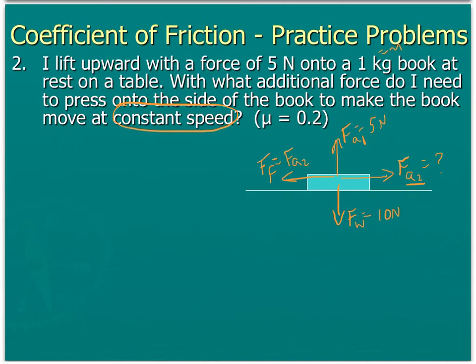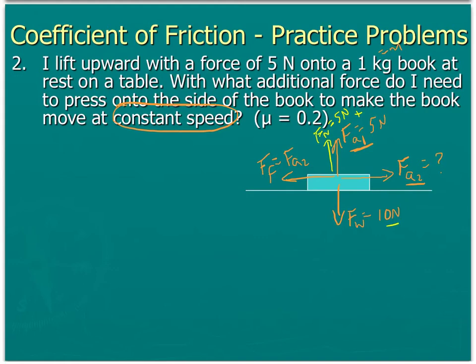So FA2. The other thing that I know, because it's at rest on the table, is that my normal force has to be equal and opposite to my FW. So if my FW is 10, but I've got one applied force here pulling up of 5 newtons, that means that my normal force has to be acting upwards as well, also with a force of 5 newtons, because these have to cancel out. So 5 plus 5 is 10 in the upward direction, and that cancels out the 10 acting towards the earth.